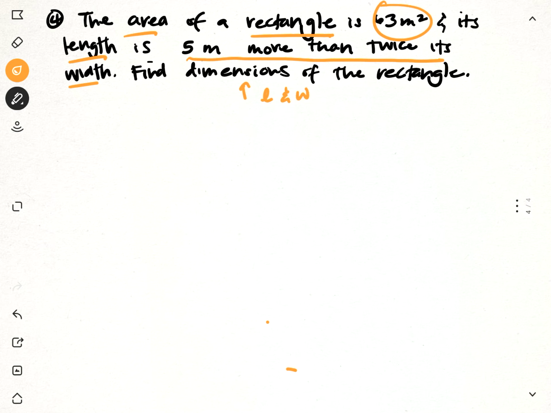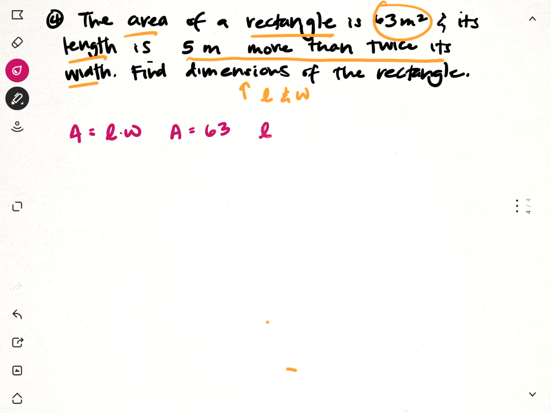All right, so let's write down the information that we have here. So we kind of underlined it already. Let's talk about what we know. So we're looking at area. We know the area for a rectangle is going to be the length times the width. We also know that the area in this particular case is 63.